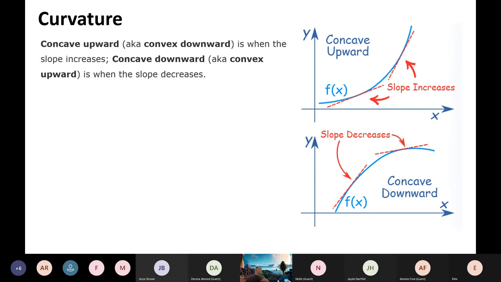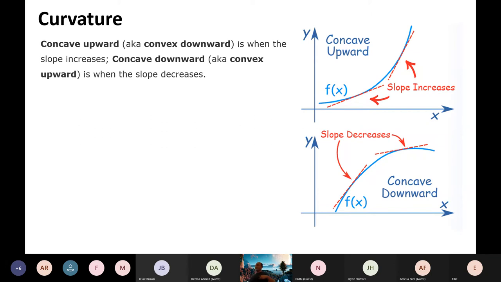So basically, this is another concept called curvature. The curvature of a function: there are two types, concave upward or concave downward. It's easier to remember this stuff with the graphs. If it's concave upward, that means the slope keeps changing, it keeps increasing. If the slope is decreasing, we call this concave downward. Okay? But some people also call concave upward convex downward. So just kind of language.